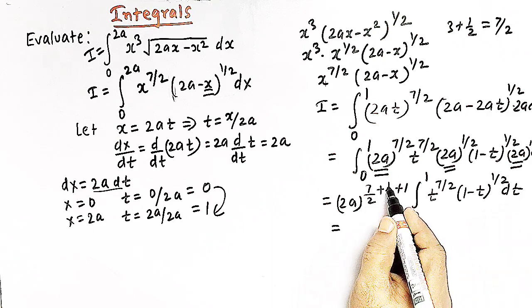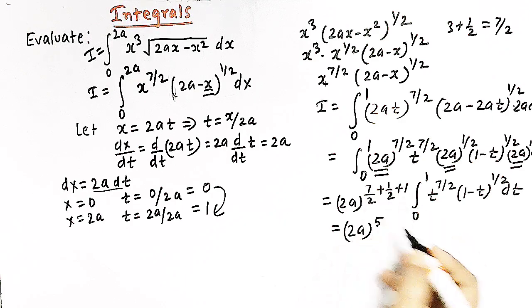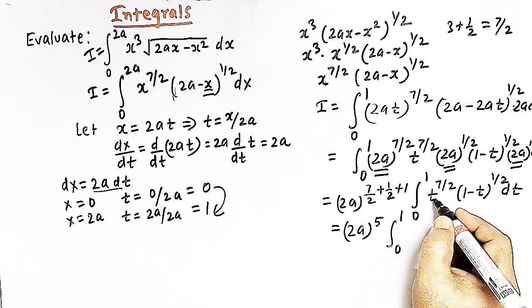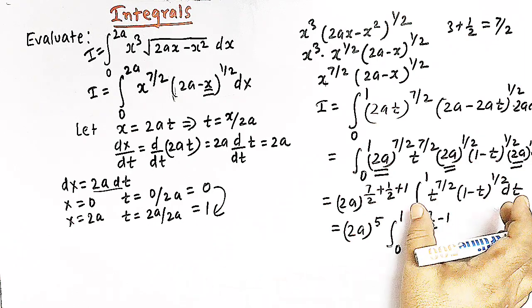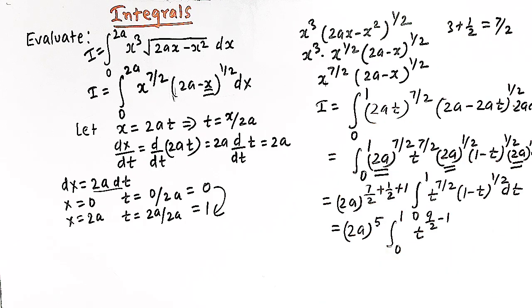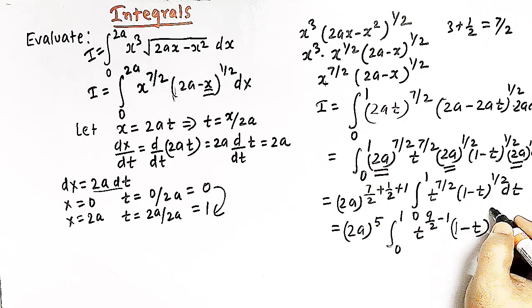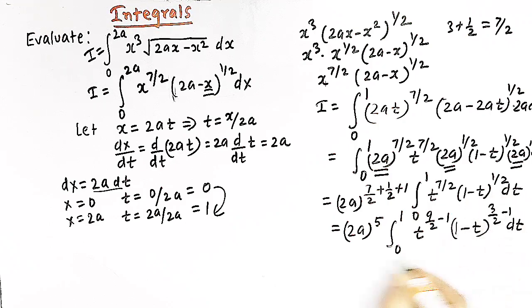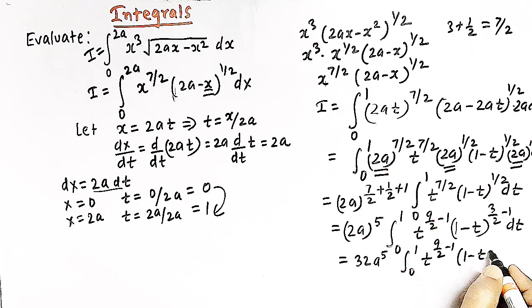Now 7 plus 1 is 8, 8 over 2 is 4, and 4 plus 1 is 5. So we have 2a raised to 5, and here we have the integral from 0 to 1. Now t raised to 7 over 2 can be written as t raised to 9 by 2 minus 1, because we are going to change this integral into beta function, and 1 minus t raised to half can be written as 1 minus t raised to 3 by 2 minus 1. So we can write 2 raised to 5 is 32, times a raised to 5, times the integral from 0 to 1 of t raised to 9 over 2 minus 1, 1 minus t raised to 3 by 2 minus 1 dt.